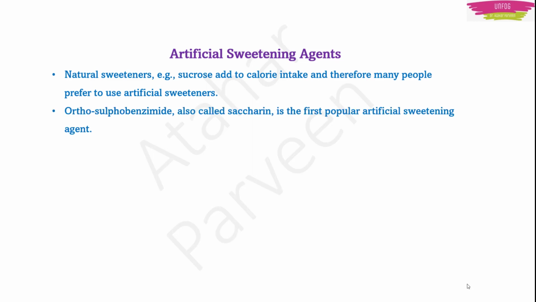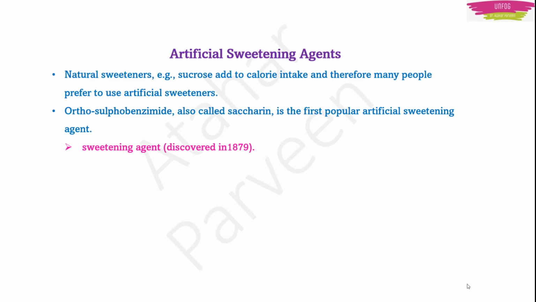For example, orthosulfobenzimide. It is a chemical name. The normal name is saccharin. You must have heard about it. This is the first popular artificial sweetening agent. People used to use it in place of sugar because of the lower cost also. In hotels and all, people used to use this saccharin.